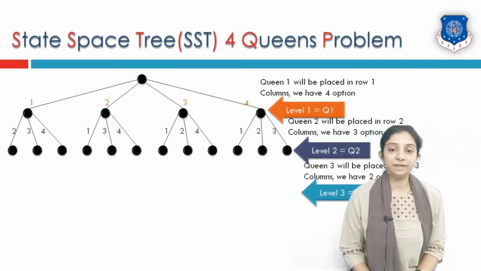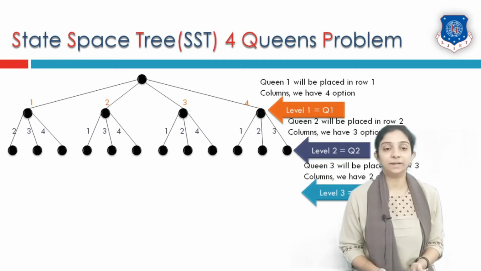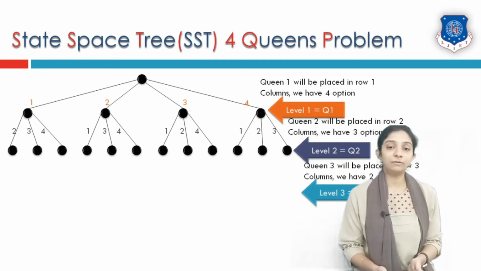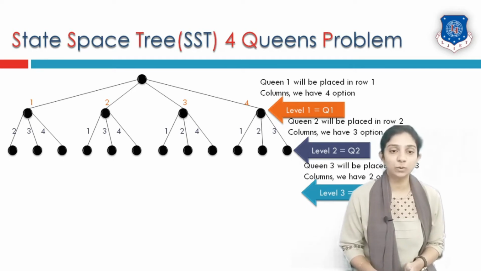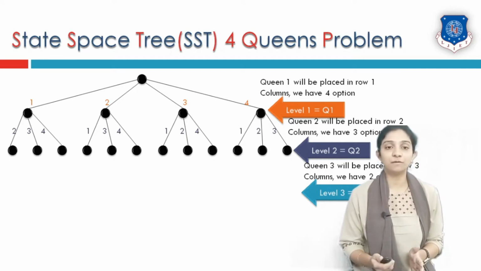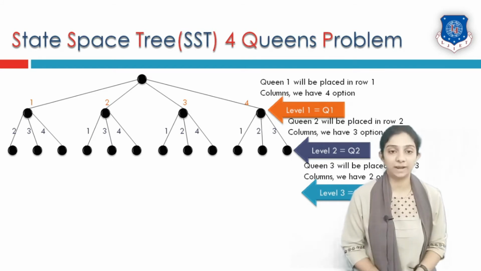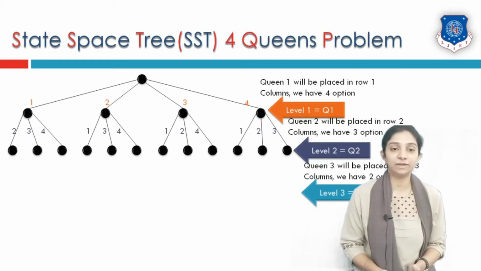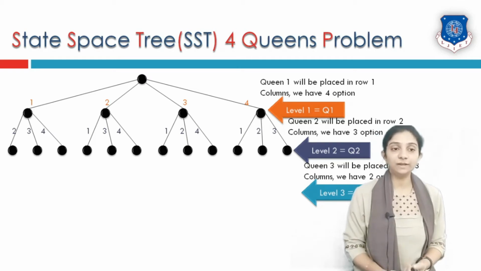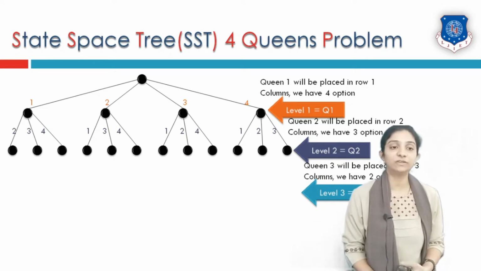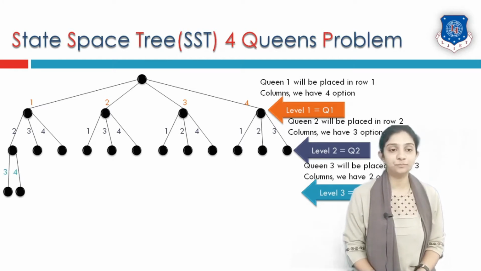Similarly, we are generating options for queen number 3. Now, while working with queen number 3, we have already placed queen 1 and 2. That means 2 columns of board have been occupied. So, options remain for third queen is having only 2 columns. If queen number 1 is in column 1 and queen number 2 is in column 2, for queen number 3, we have options like column 3 or column 4.